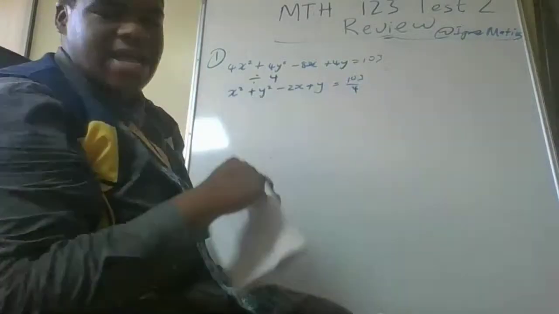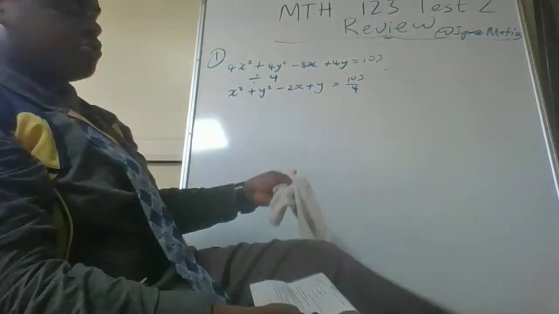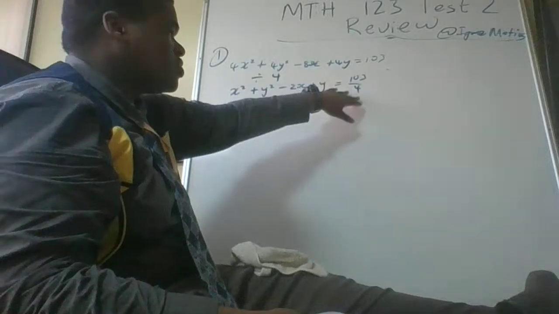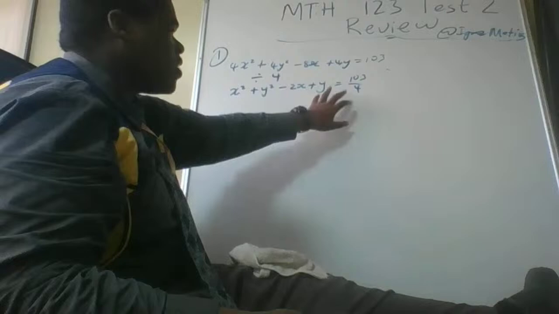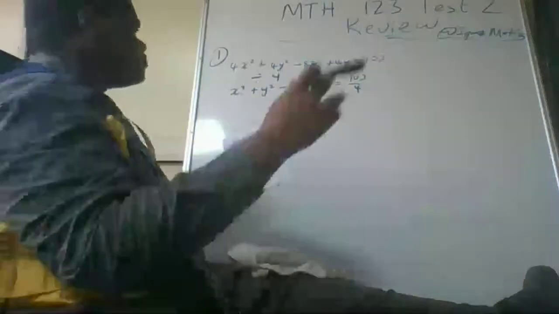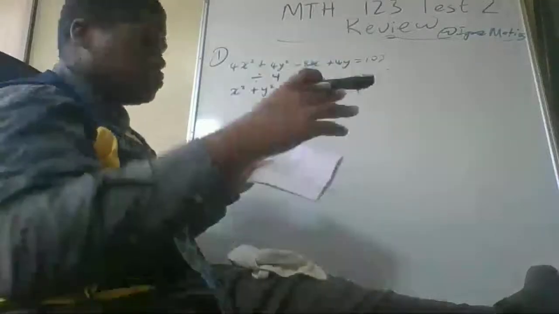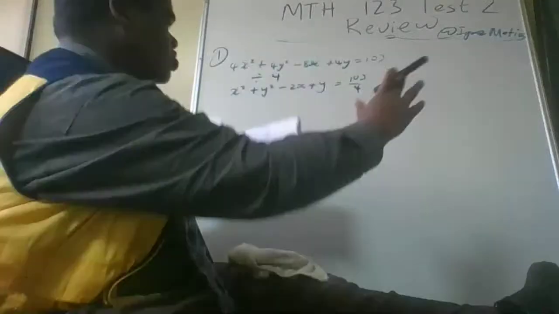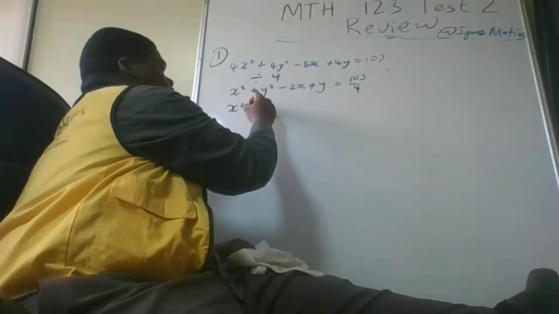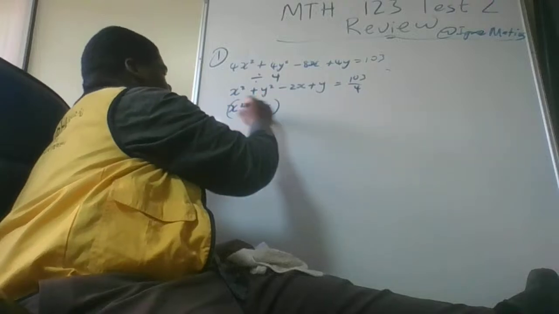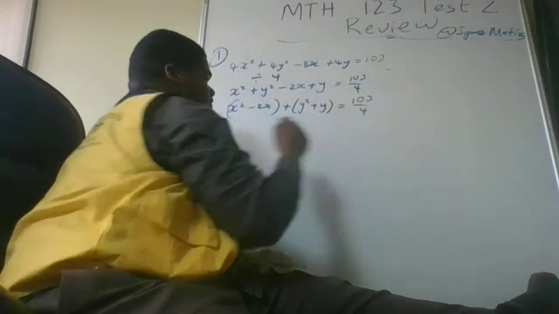It's not compulsory, and I will advise against using decimal points, because if you use decimal points, it may become harder to add and subtract. So I will advise just use fractions. So you have x squared plus y squared minus 2x plus y is equal to 103 divided by 4. Now arrange the x terms or x squared terms first and the y or y squared terms next, so the x comes first and the y comes next. So you have x squared minus 2x plus y squared plus y is equal to 103 divided by 4.